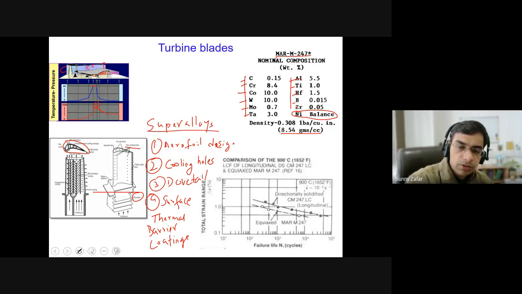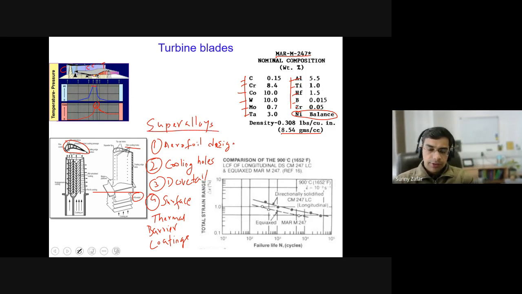As I already discussed, superalloys are materials which can retain their hardness and strength at elevated temperature. Now you can understand, when you are dealing with such a material which exhibits very high strength even in very complex operating conditions, looking at it from the manufacturing perspective, of course you want to cast it, you want to forge it, you want to machine it.